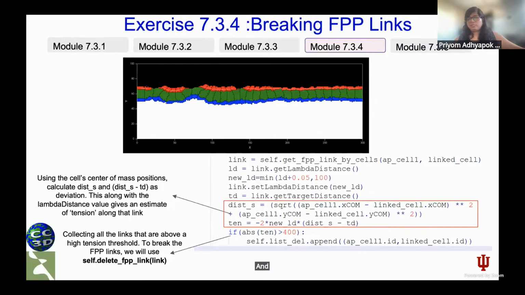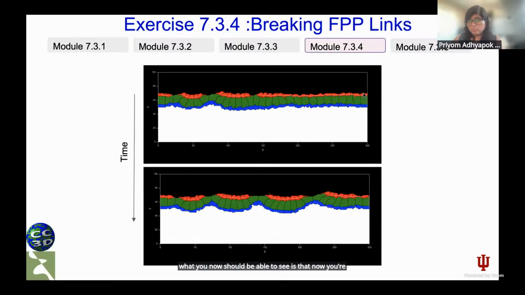And so this is the crux of the module where you're like, okay, this is my simulation. I have set up FPP links. I'm activating it sequentially, and I'm asking you to match a target distance at each of these steps. If it gets too much for you, just break that link. And as that happens, what you should now be able to see is that you're going from a continuous epithelium to regions that are just pinching off by breaking at certain places.